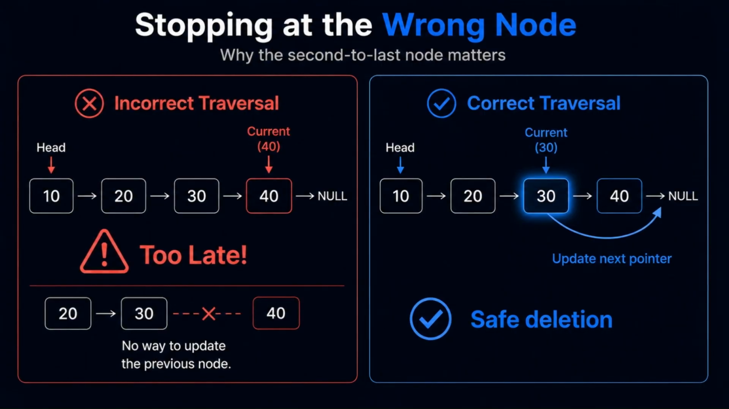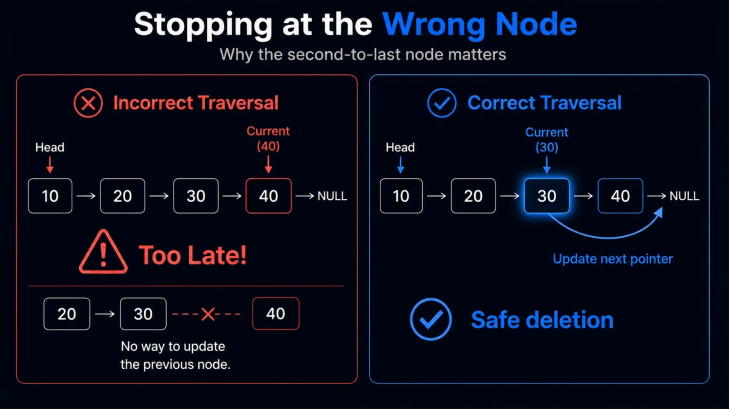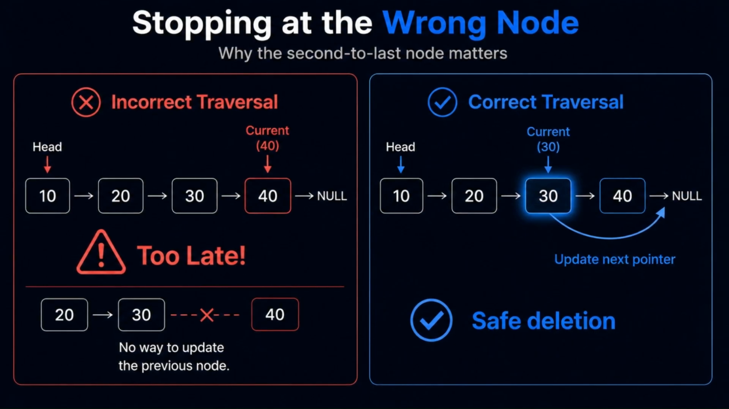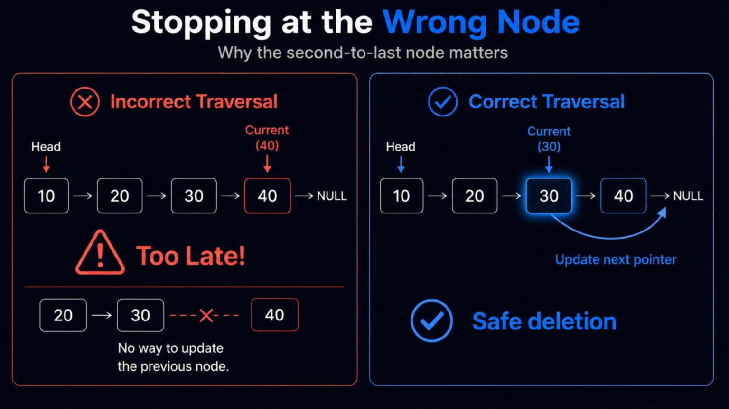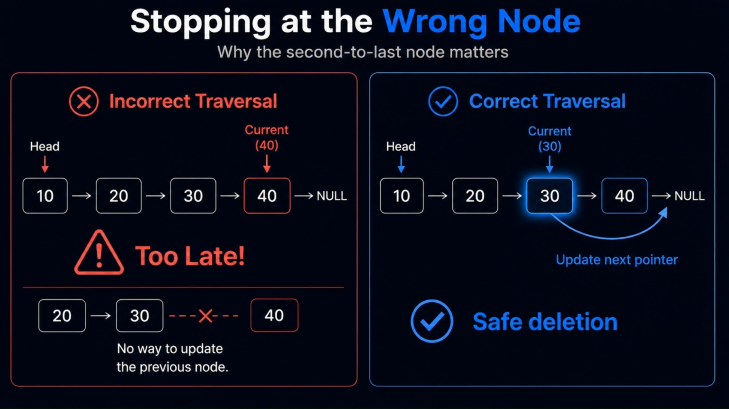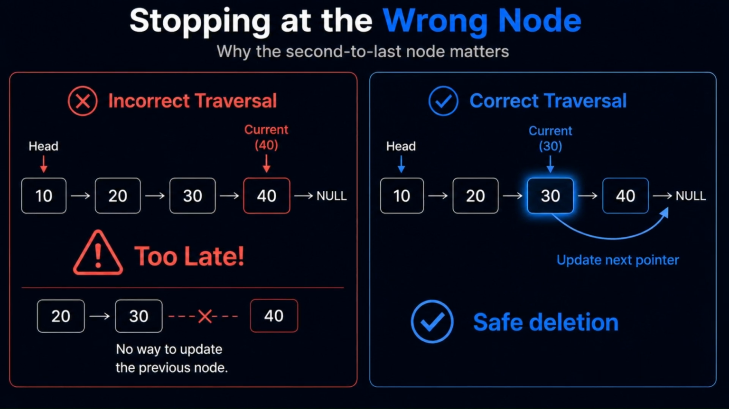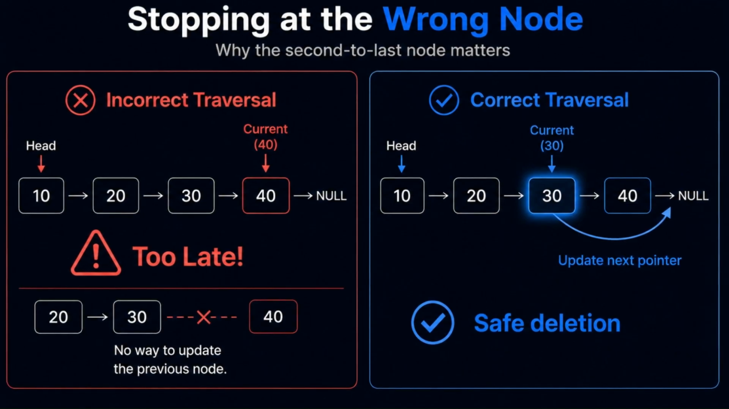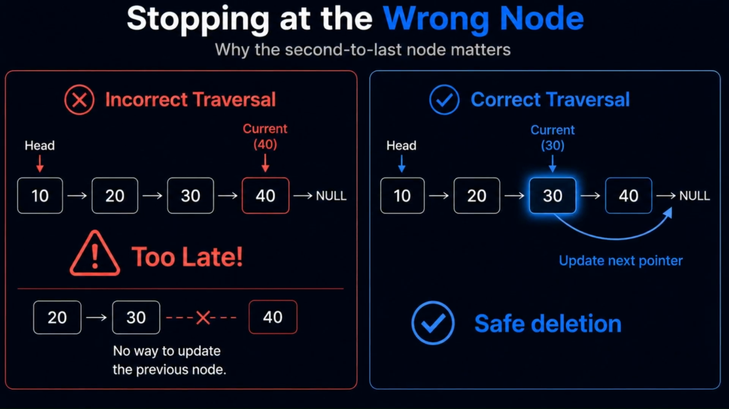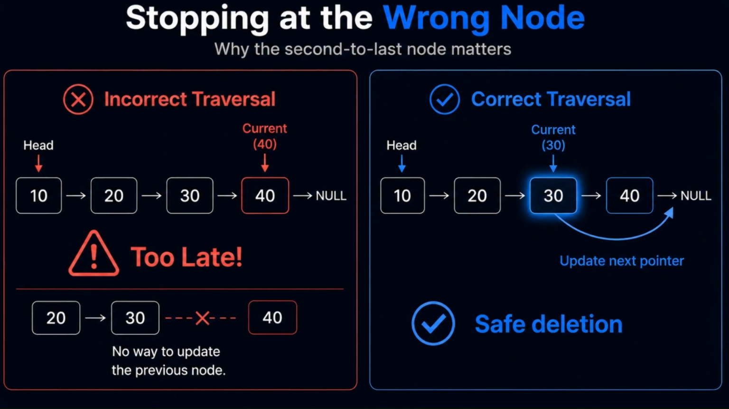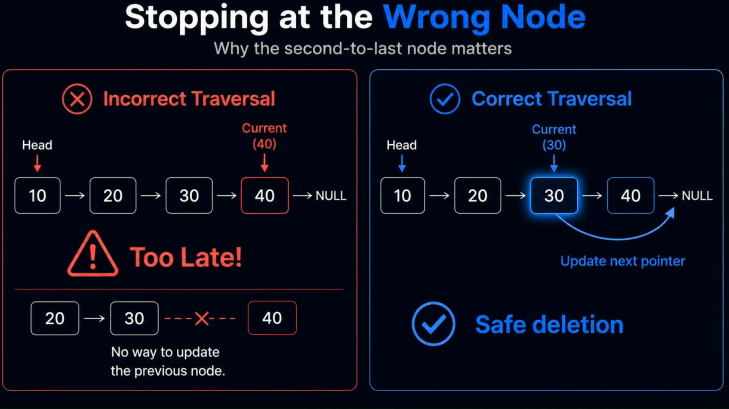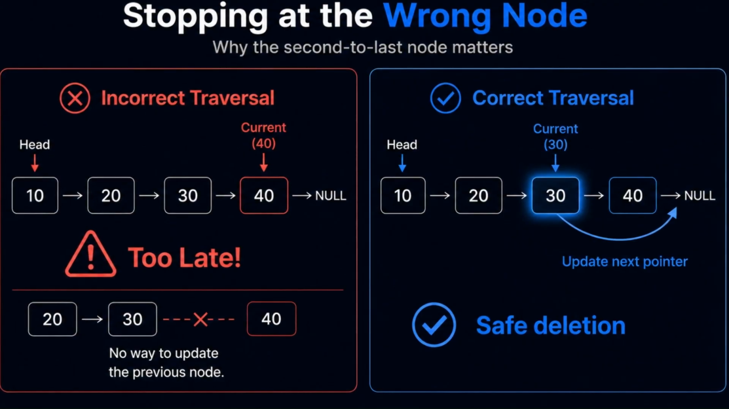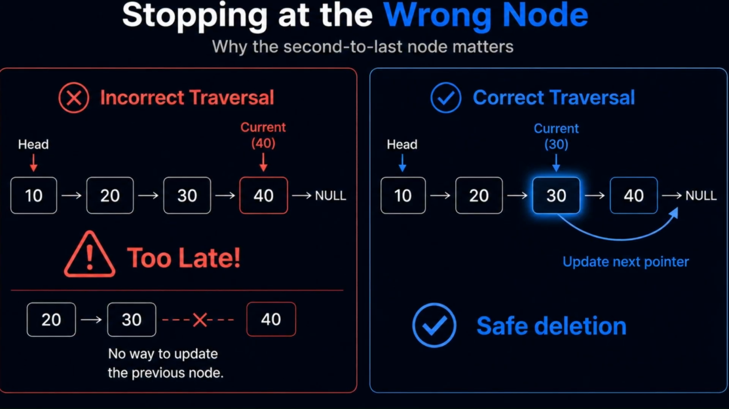There's another mistake that often appears when deleting the last node. Remember that we need to stop at the second to last node. If our traversal goes one step too far and lands on the final node instead, we've already lost access to the node we needed to update. Without that previous connection, we can't safely disconnect the last node. A tiny mistake in the traversal logic can completely break the algorithm. This is why careful pointer movement is so important when working with linked lists.